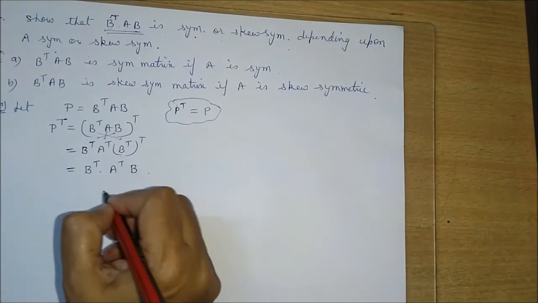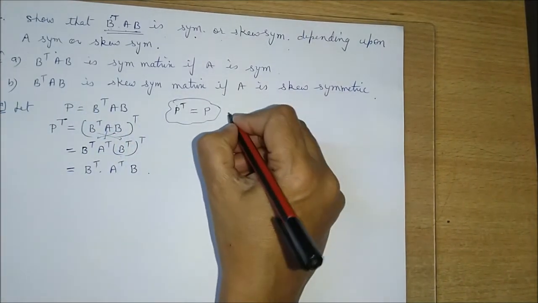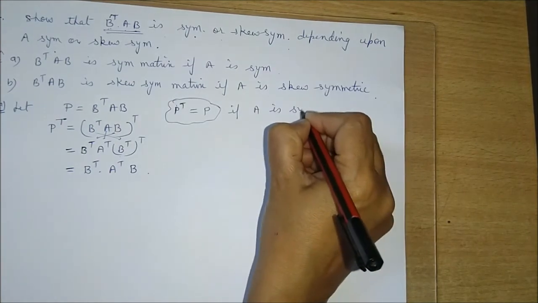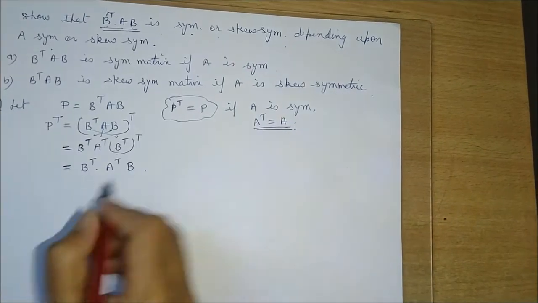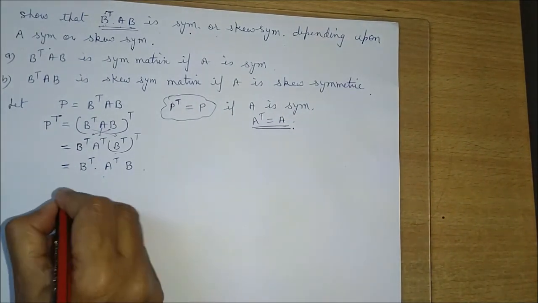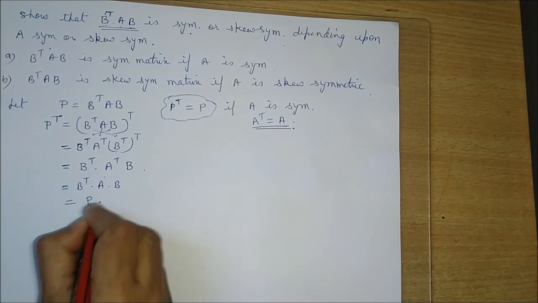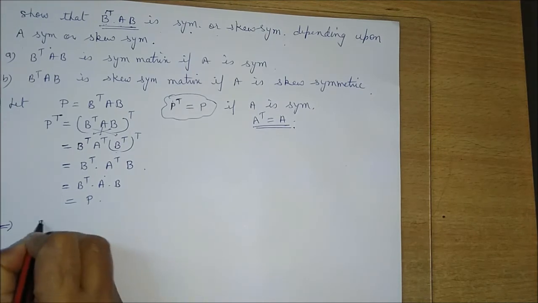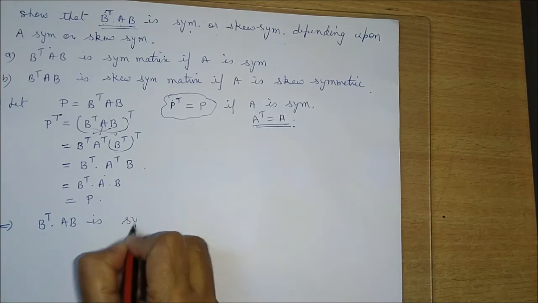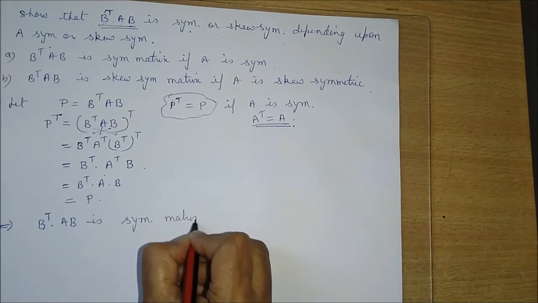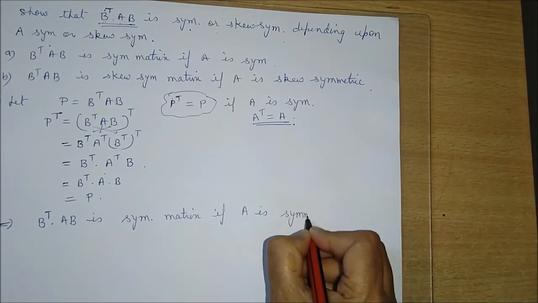Now A transpose, as we have to prove that P is a symmetric matrix if A is symmetric. That means A transpose equals A. So we can replace A transpose by A. B transpose into A into B, which is equal to P. That means B transpose AB is a symmetric matrix whenever A is symmetric.